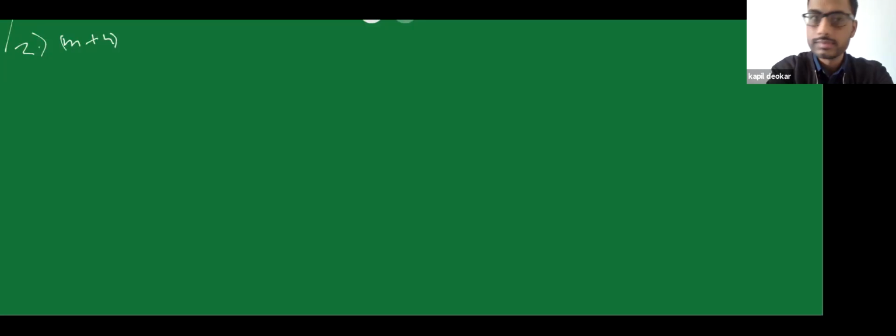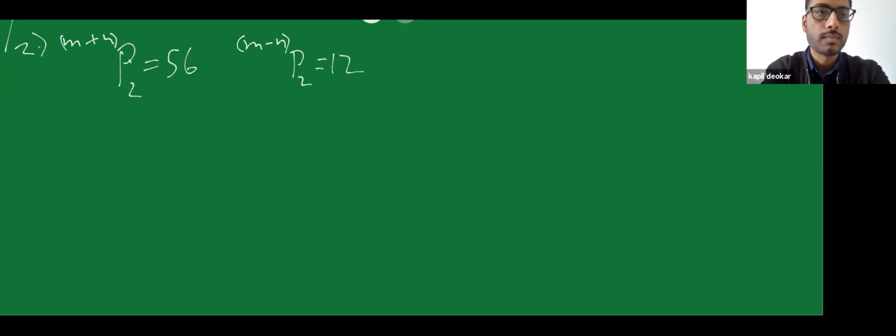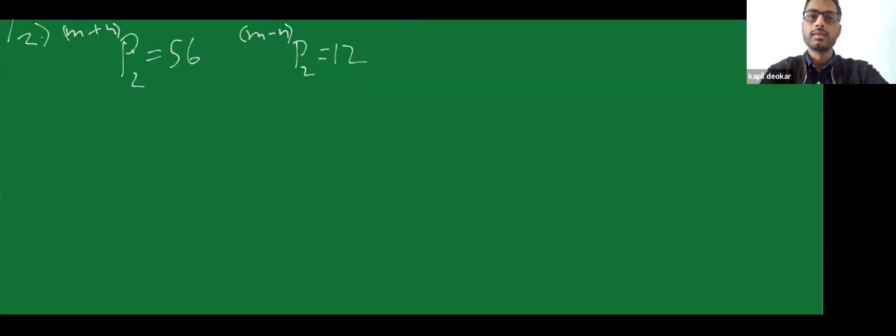(m+n)P2 is given as 56 and (m-n)P2 is given as 12. You have to find the values of m and n in this case.